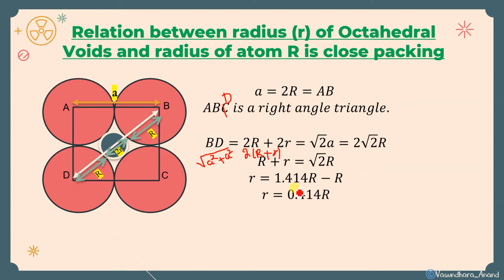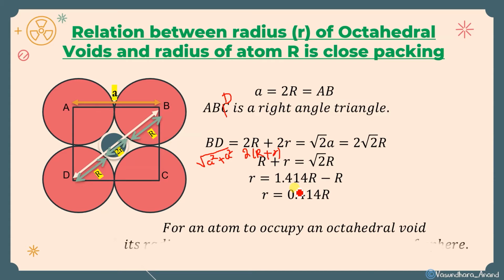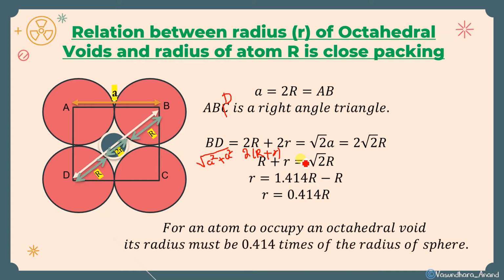0.414 r, isn't it? So it says that for an atom to occupy an octahedral void, whatever goes into the octahedral void, what should its size be? Its radius must be 0.414 times the radius of the sphere. That is, the sphere we are keeping at the corner, the atom should be 0.414 times that, meaning it should be much smaller. Then only this will be fitted into the octahedral void. I hope it is clear.